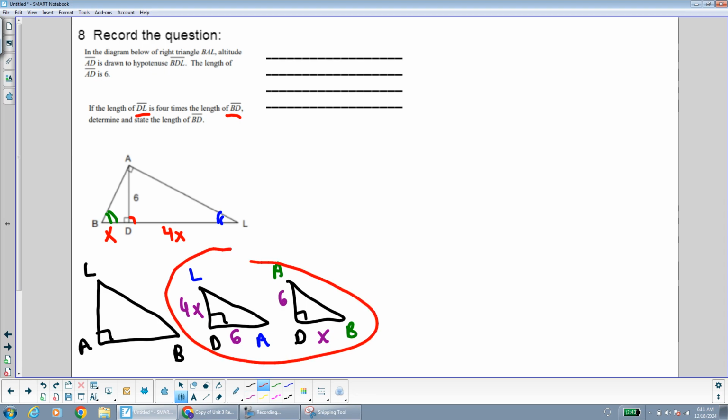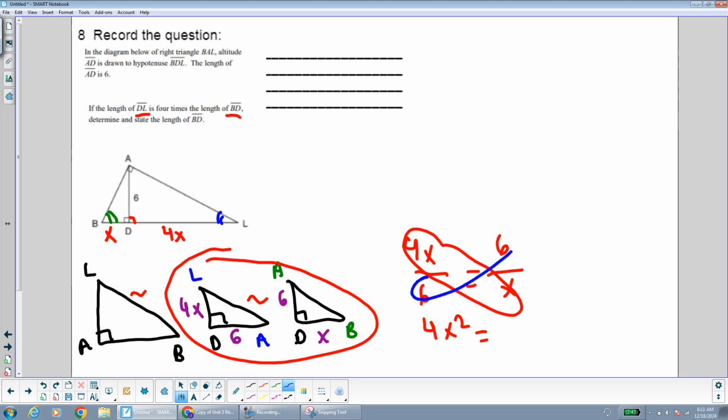These are the 2 triangles that I have information about. But remember, all these triangles are similar. Anytime you have a big right triangle with an altitude forming 2 smaller right triangles, they are similar to each other. So I can make a proportion. I'll do 4x over 6, those correspond, and I'll do 6 over x. 4x squared is equal to 36, divided by 4. X squared is 9, square root, x is 3. So BD is 3, because that is x.